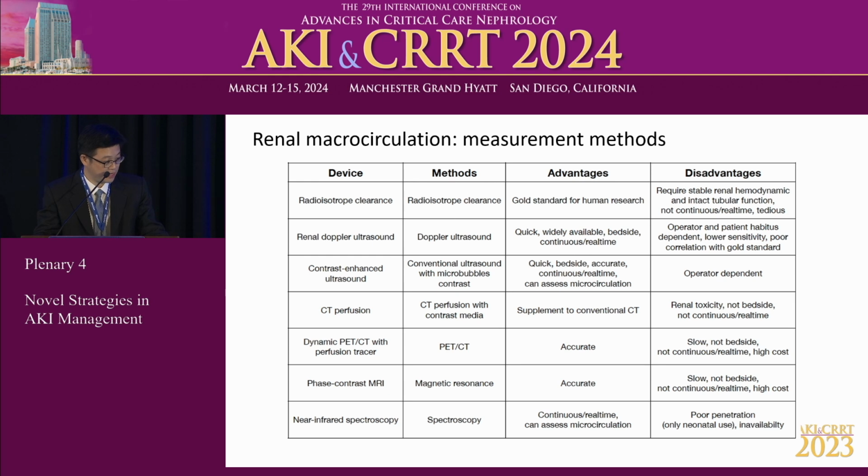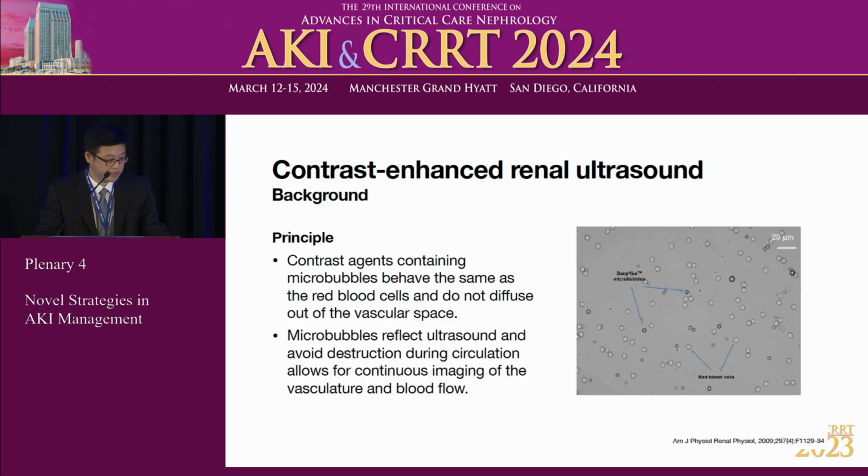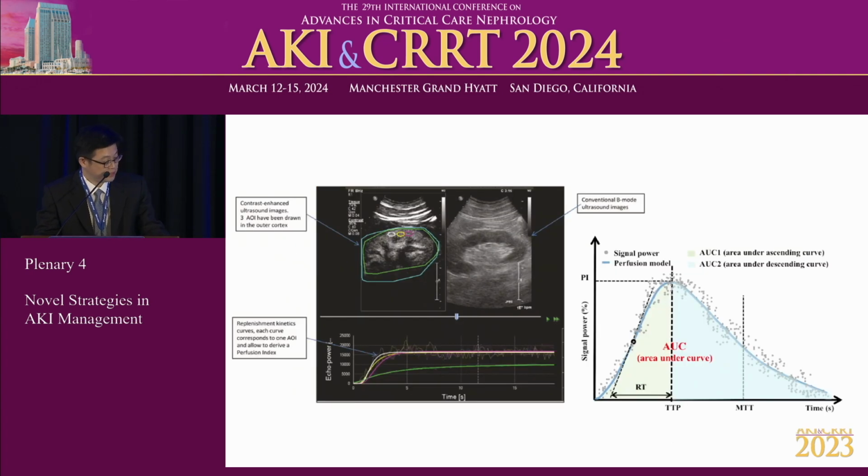From this table, you can see that we have devices that are mostly non-invasive, such as renal Doppler ultrasound combined with contrast enhancement. We can also measure the renal microcirculation, and contrast ultrasound may be another chance to assess our renal micro and macrocirculations. Contrast-enhanced renal ultrasound uses a contrast agent containing microbubbles that behave the same as red blood cells. This picture shows that if the bubbles can migrate throughout the kidney cortex and medulla, it may reflect that this patient has enough renal blood flow and may not require a high MAP target.